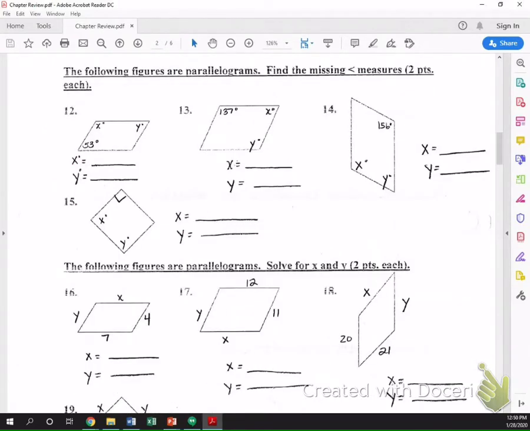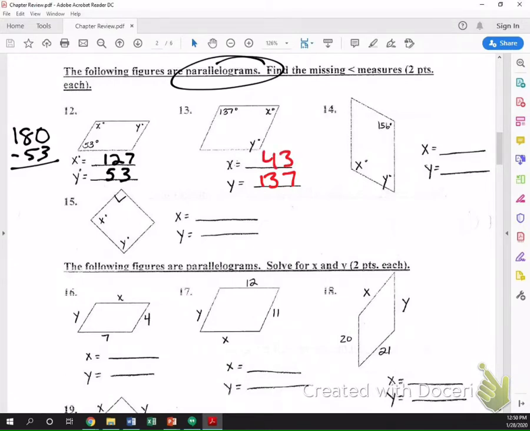In the next section, we have all parallelograms. I'm going to find the missing angle measures. So what do I know about opposite angles? Congruent. So what's the measure of angle Y in number 12? 53. Good. And what about X? How will I find X? Minus 180. Yes, because consecutive angles are supplementary. So what do you get for X? 127. Good. All right, same idea on 13. So what is Y? 137. And what is X? 43.